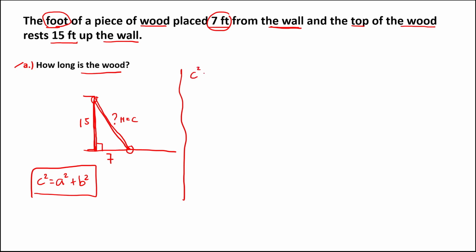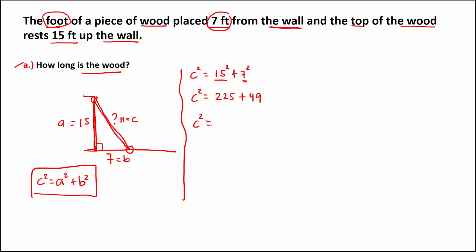we have C squared equals, so A and B can be interchanged. So we can use this side as A and we can use this side as B. So this becomes 15 squared plus 7 squared. So we have C squared equals, this 15 squared is 225, then plus 7 squared is 49.